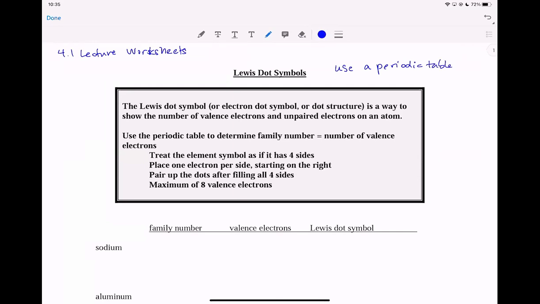Use a periodic table. Doesn't have to be on paper, but you will need a periodic table to find the family number. That family number is super important because it's the number of valence electrons. It's what connects all the different elements in a single column, in a single family. It's why those elements are the same, because they have the same number of valence electrons. And that number of valence electrons, what we can see from the Lewis dot symbol is it shows how many electrons are not paired up.